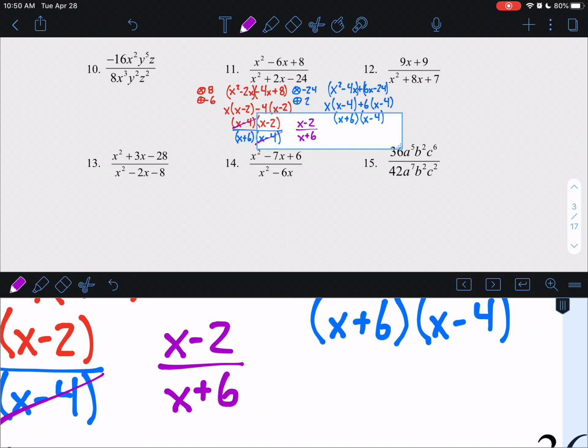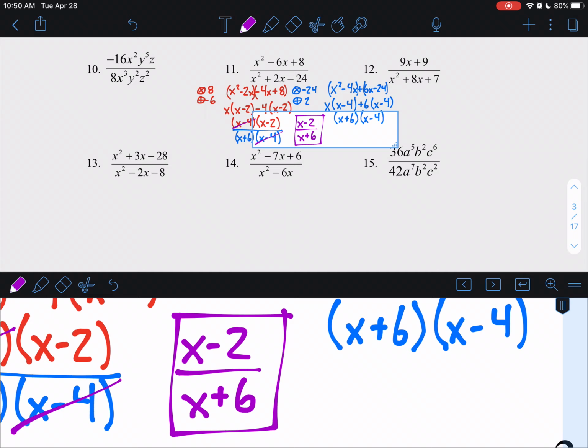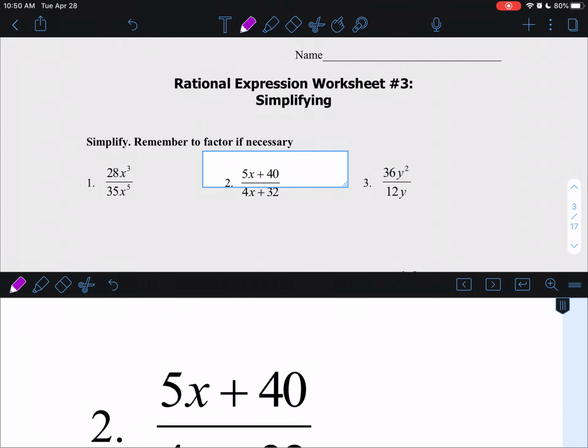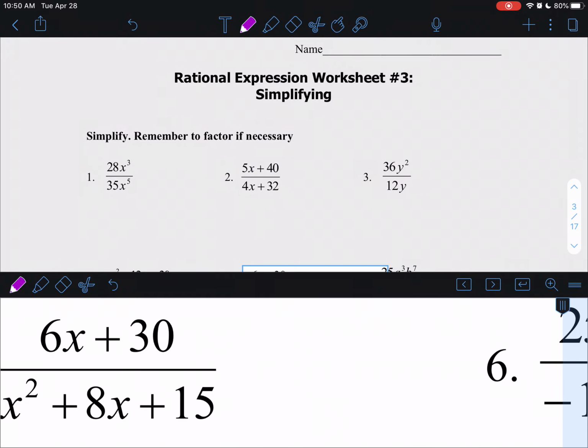And again, some people are going to be tempted to cancel out the x's and rewrite that negative 2 over 6 as negative 1/3 and say the answer is negative 1/3. No, it's not. The answer is x minus 2 over x plus 6, because I cannot split up that x and that minus 2. I cannot split up that x and that 6. I have to leave it like this. I can't split this up. So yeah, that is basically it for these rational expressions.